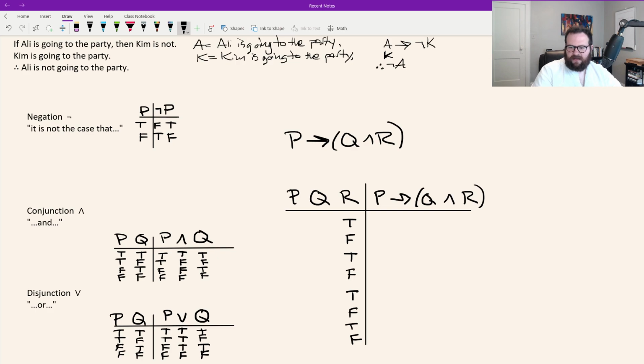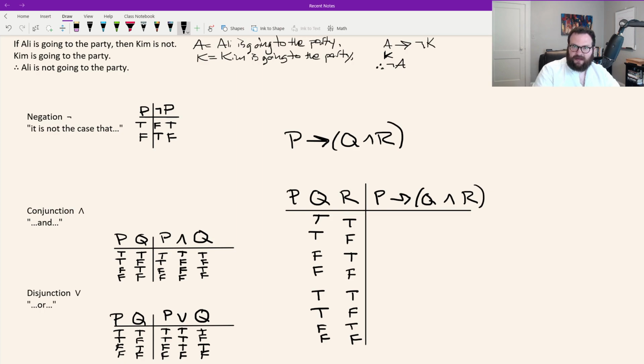Okay. Now I'm going to move one column over to the left, and I'm just going to double the number of T's before I get to F's. So it's going to look like this. True, true, false, false. This is easier on lined paper, but try to keep your rows parallel.